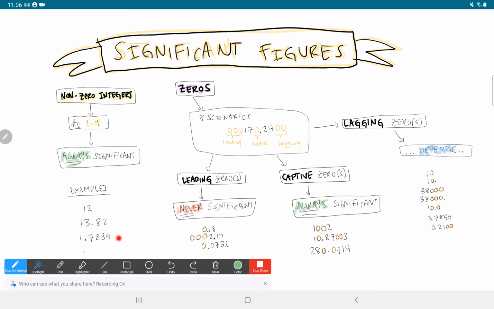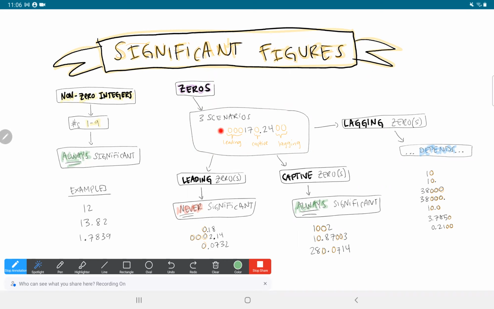And lastly, 1.7839, that has 5 total significant figures because all of the numbers are non-zero integers, and non-zero integers are always going to be considered significant. So the trouble with significant figures, I wouldn't say the trouble, but the confusion maybe comes when you have a 0. All right, so there's actually 3 different scenarios where you can see a 0.